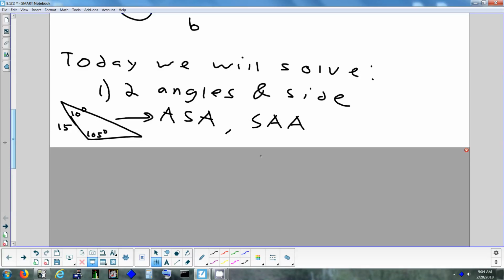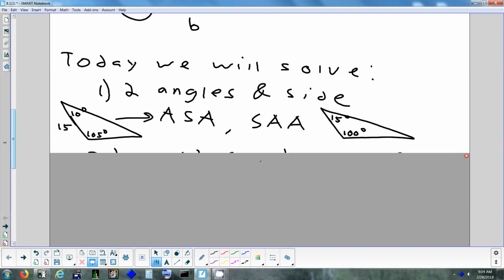105. That's a picture of angle side angle. Two angles, and the side is between the two angles that you know. Side angle angle could be something like 15, 100, and then I can pick either side, but not the one that connects the two angles.